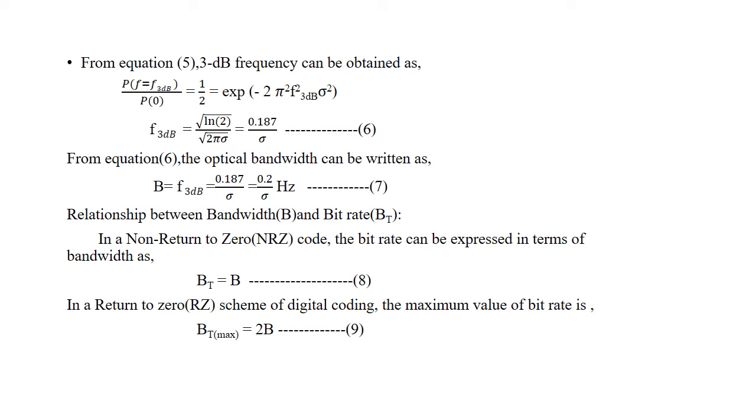When comparing the relationship between the bandwidth and the bit rate in a non-return to zero code, the bit rate can be expressed in terms of bandwidth, that is Bt is equal to B. In a return to zero scheme of digital coding, the maximum value of the bit rate, Bt max, is equal to 2B. Thank you.